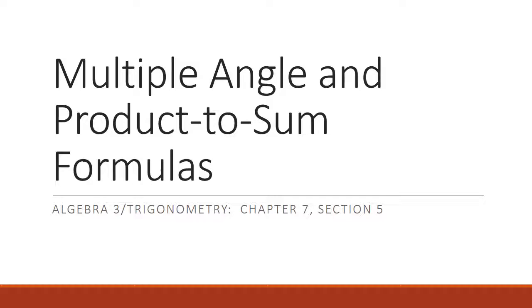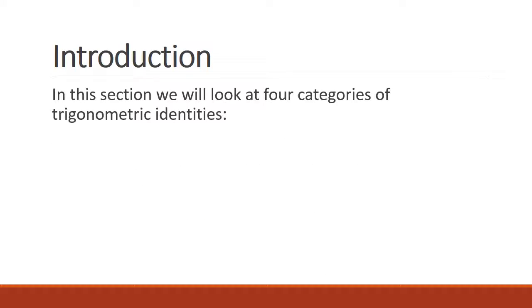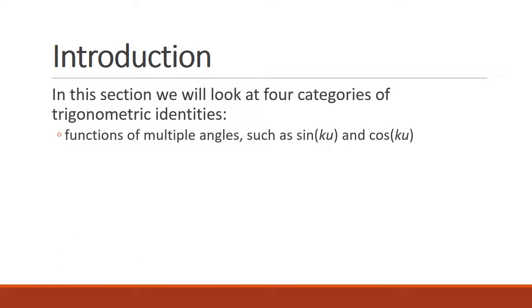Algebra 3, Chapter 7, Section 5, Multiple Angle and Product to Sum Formulas. In this section, we're going to look at four categories of trig identities.